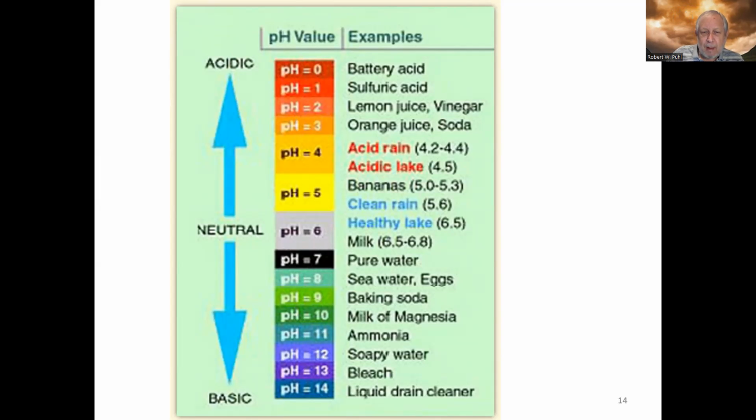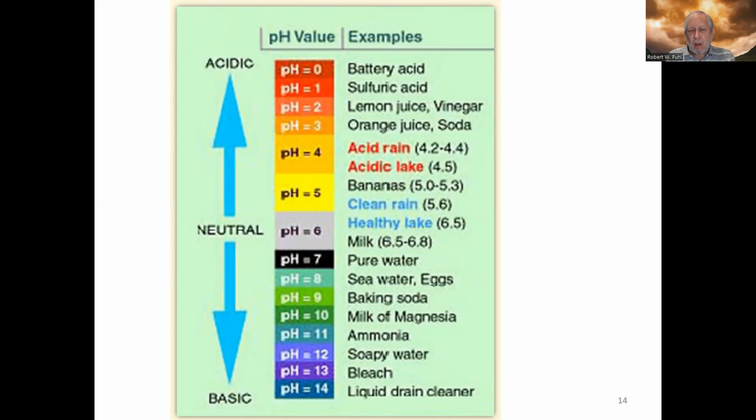pH around 5 is bananas. Clean rain is 5.6. A healthy lake, 6.5. Milk is about 6.5, 6.8. Pure water has a pH of 7. This is a really odd measurement standard, with 7 being neutral, and that's water, and then on each side of 7 being acidic or basic. But it's been around for a long time and is well accepted. You should know what it is.